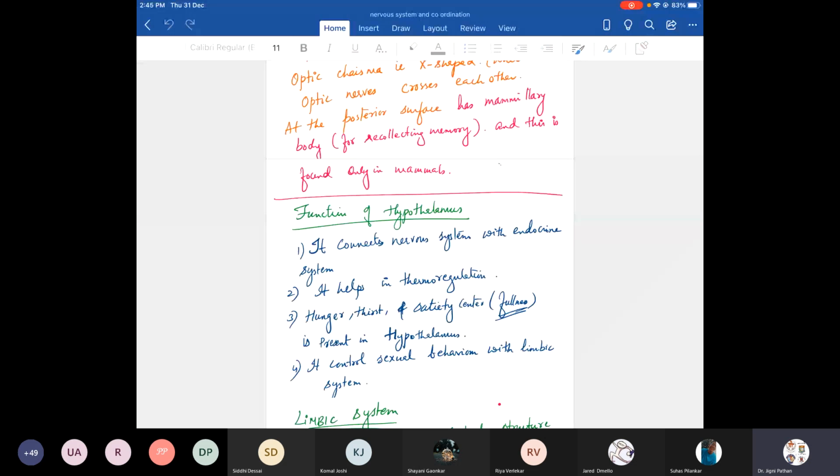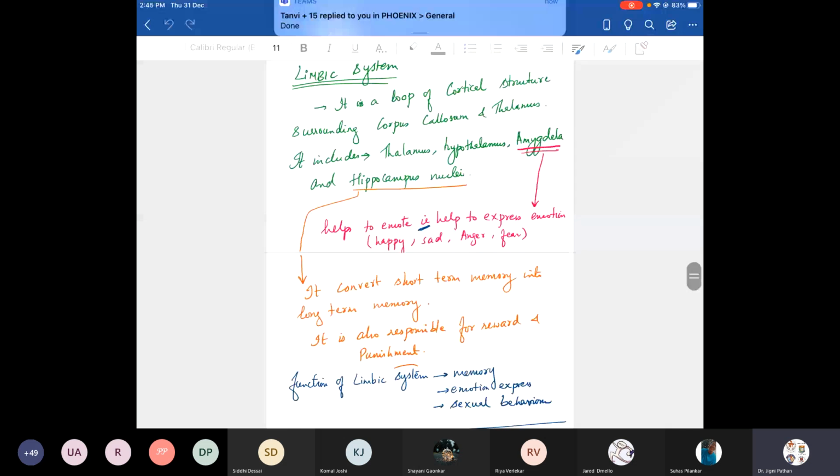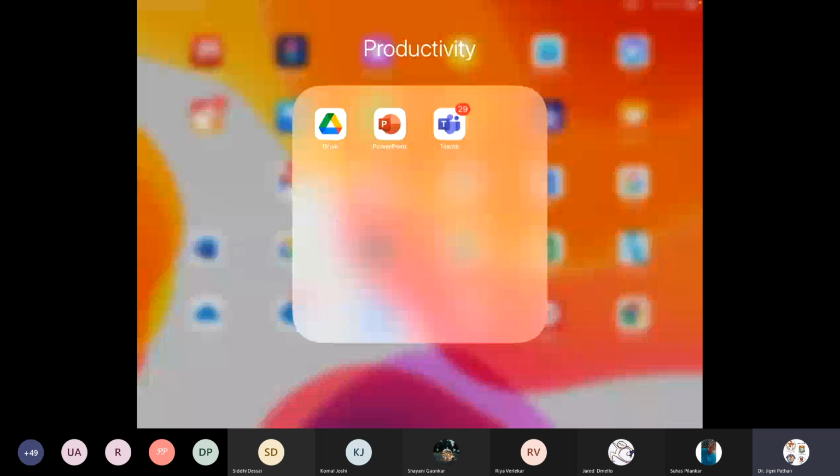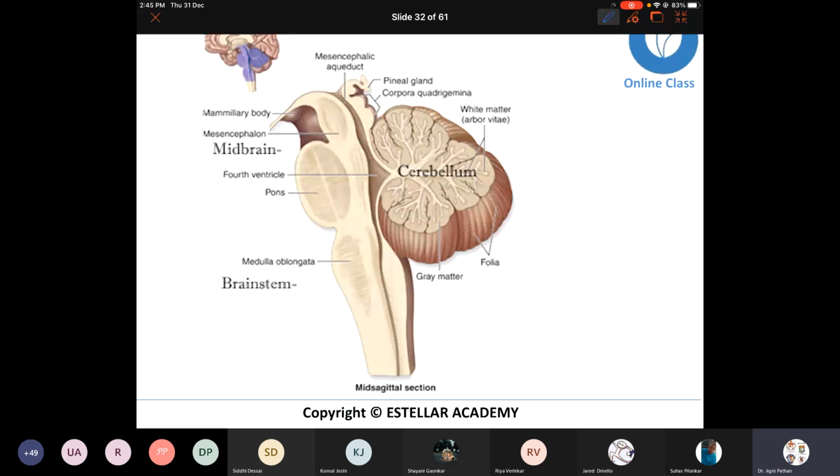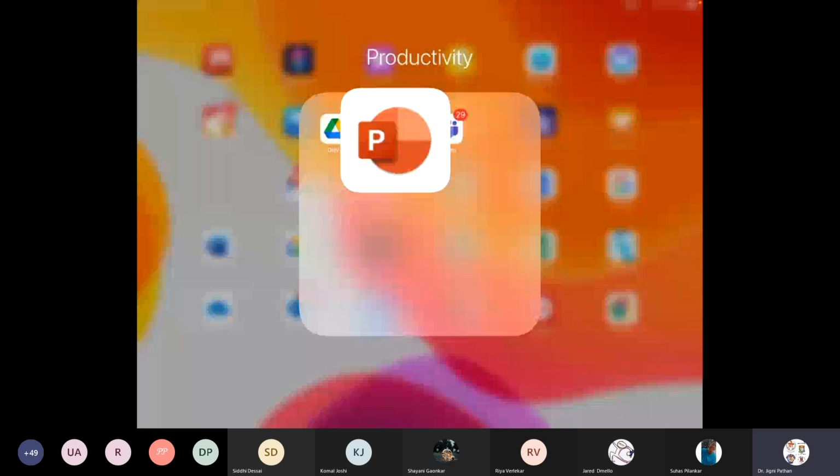Done? Yes. Now, what is limbic system? If you see the diagram, there's no diagram here. Let me draw it for you. See, what does it mean?